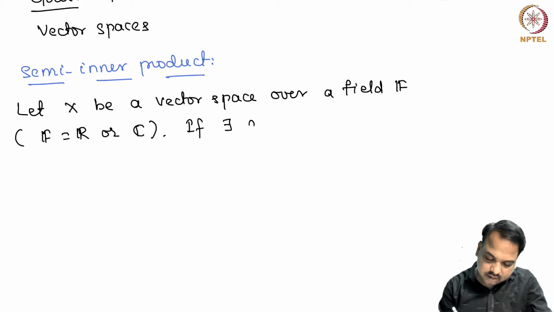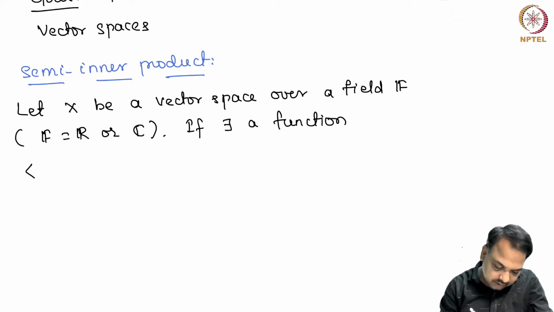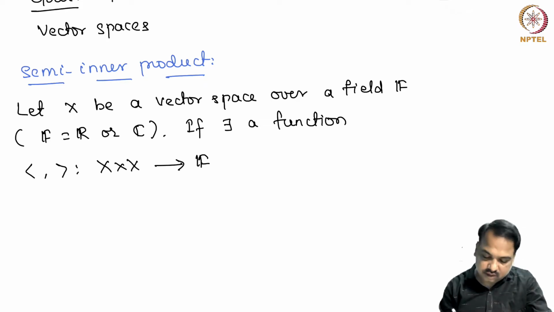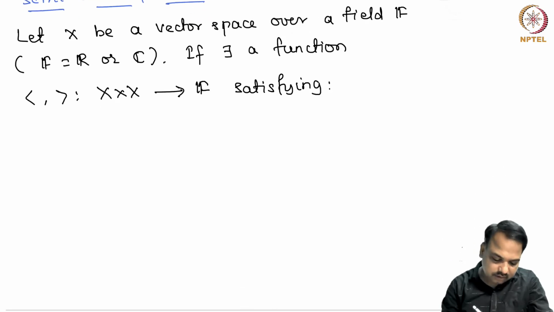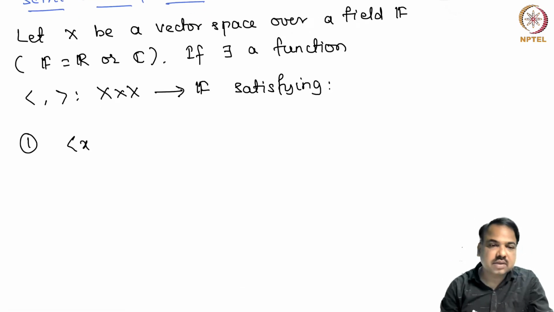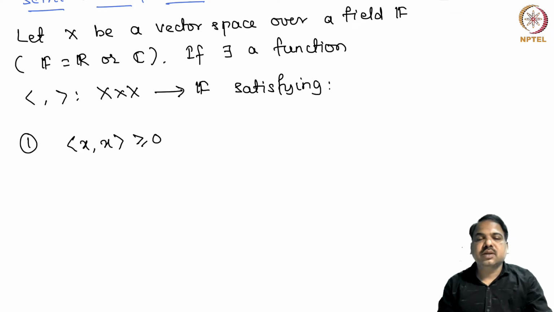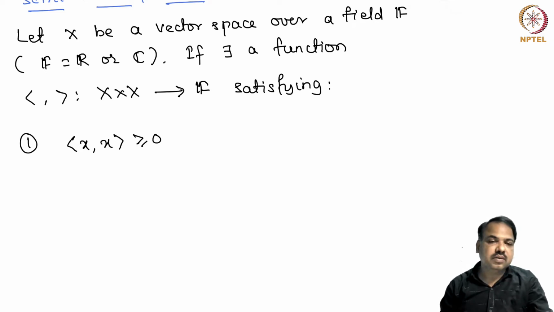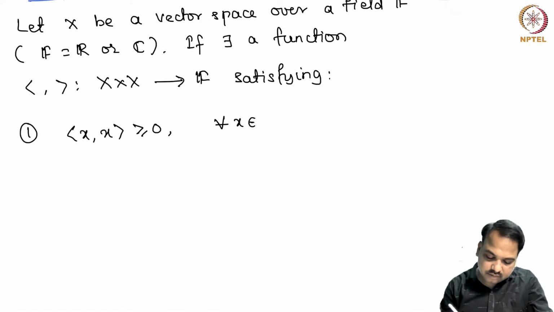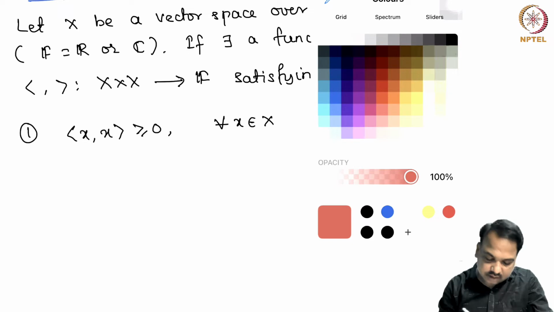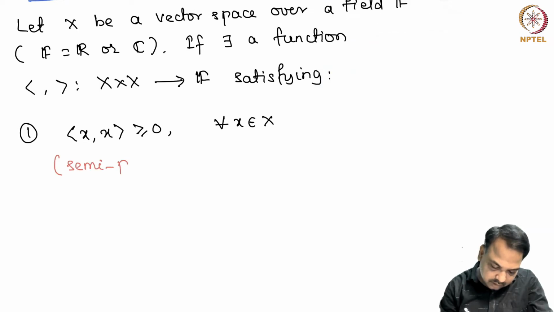If there exists a two variable function, which we denote with this bracket, from X cross X to F, satisfying the following axioms. The first one is the scalar product of x with itself is bigger than or equal to 0. This we call a semi-inner product. Instead of saying that function, we say from now onwards it is a semi-inner product between x and x. This is bigger than or equal to 0 for every x in X. So this condition is known as semi-positive definite.